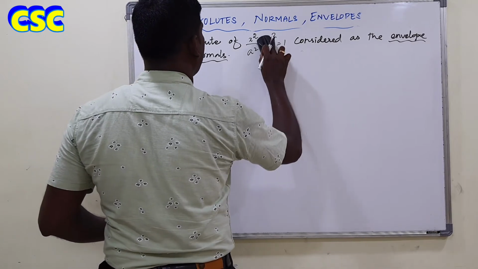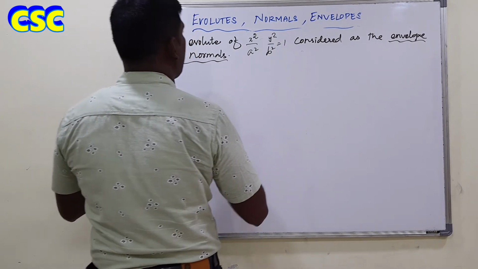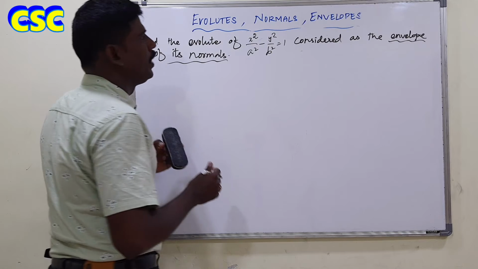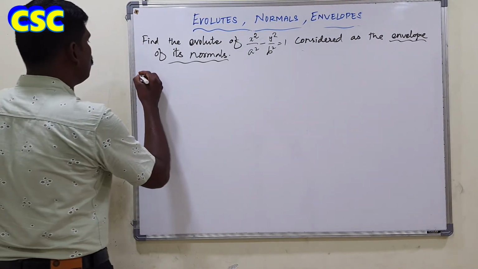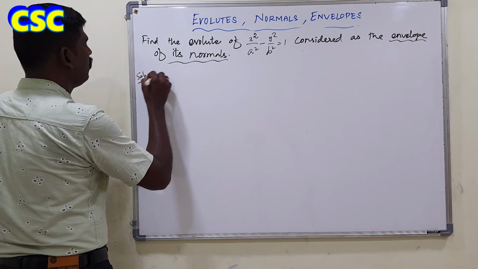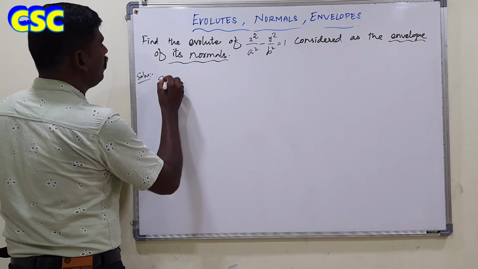Same method. Next one. Find the evolute of the hyperbola x square by a square minus y square by b square is equal to 1. How to do this one? Solution. What is the equation of normal?